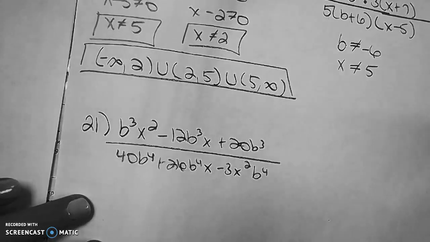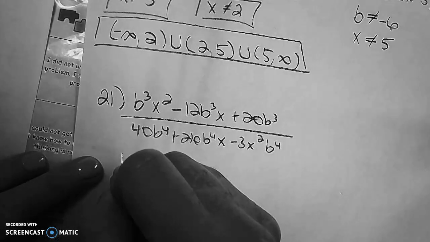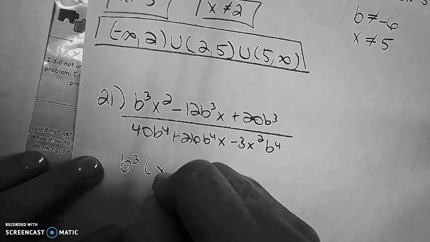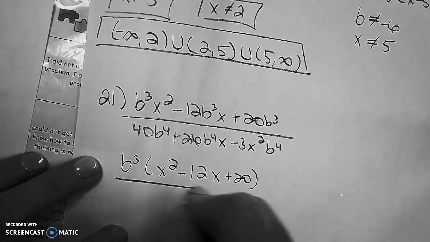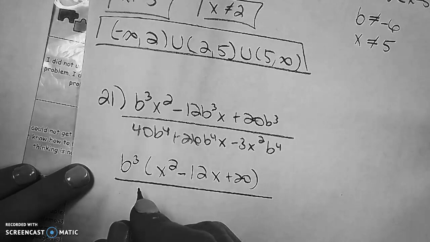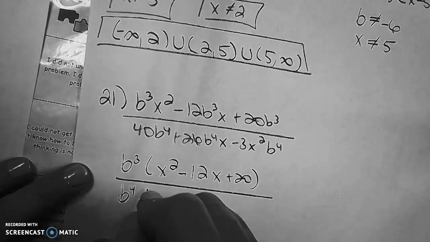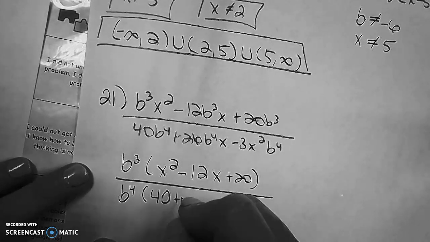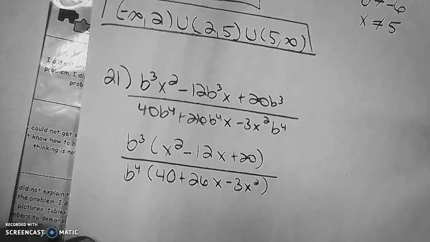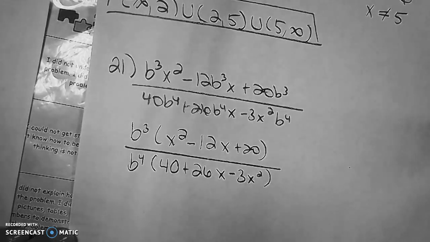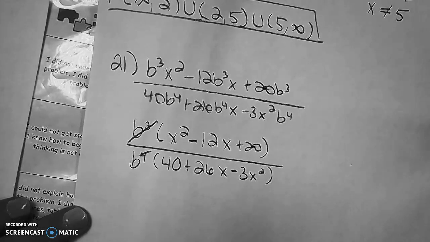Okay, so here's 21. My first step of factoring is always GCF, and I see in the numerator I can factor out a b cubed. And in the denominator, I can factor out a b to the 4th. So I already see that b cannot equal 0 from b to the 4th, and I'm going to go ahead and cancel out my b cubed.